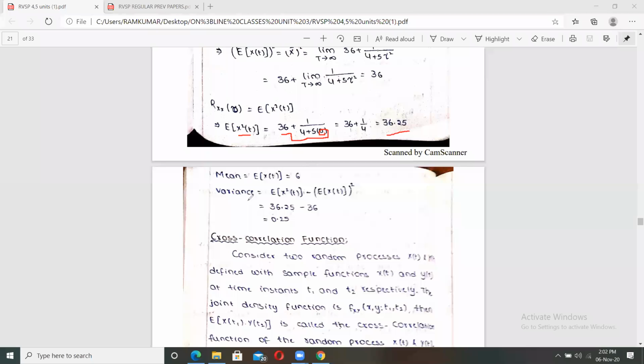The formula for variance is E of x square minus E of x whole square. That means E of x square of t minus E of x of t whole square, which is nothing but the variance of a random process x of t. These two are important formulas which are discussed in the properties of the autocorrelation function.